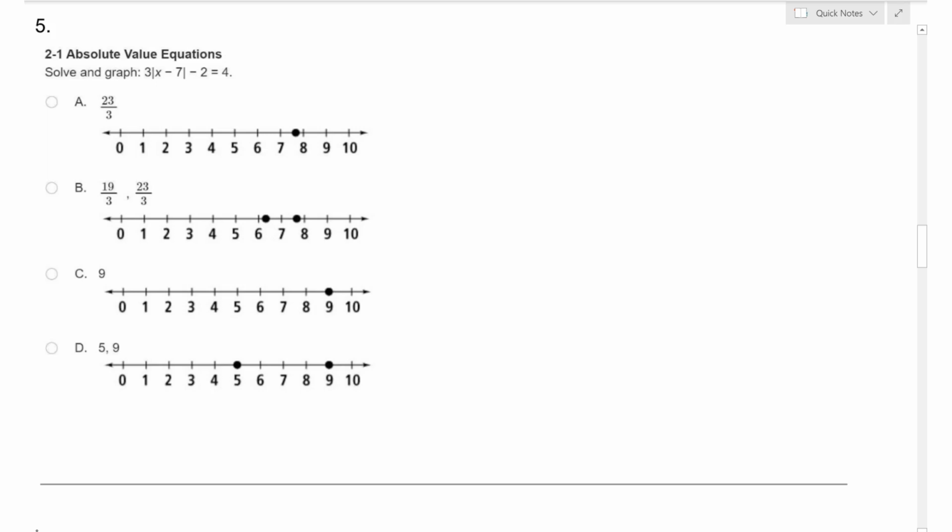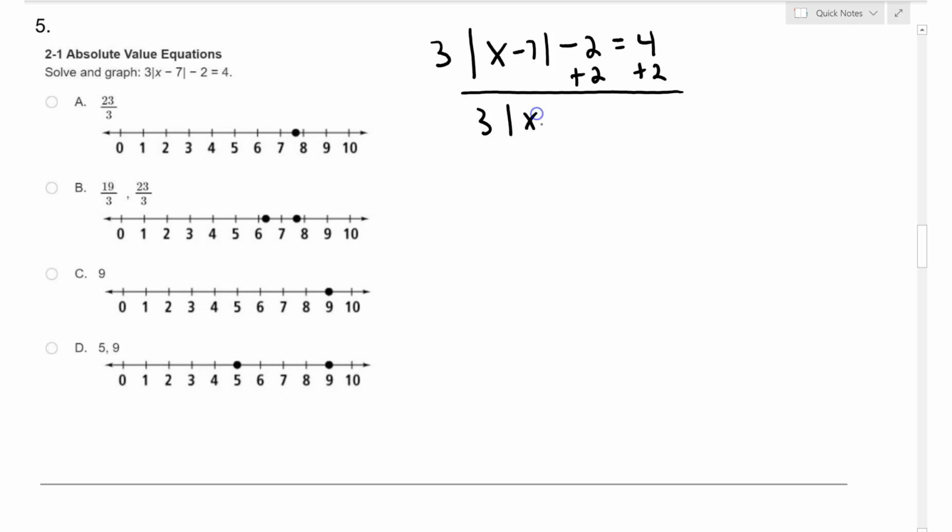Number 5, we're solving this absolute value equation. We have 3 times the absolute value of x minus 7, minus 2, is equal to 4. Remember that we have to first add 2 to both sides. So we have 3 times the absolute value of x minus 7 is equal to 6. We divide by 3. So we have the absolute value of x minus 7 is equal to 2. And that's where we have to get to.